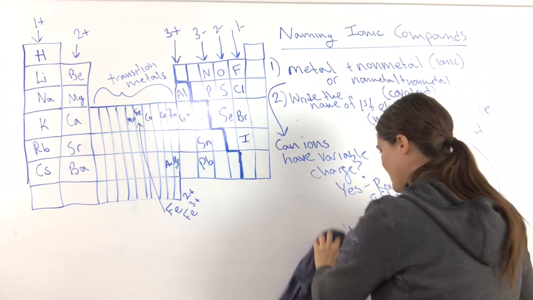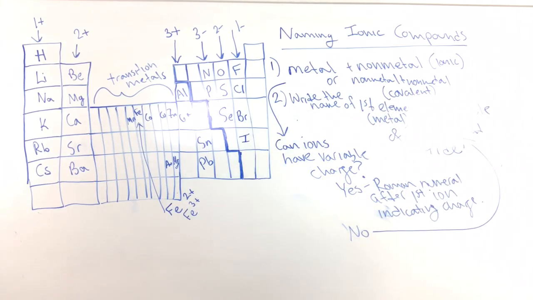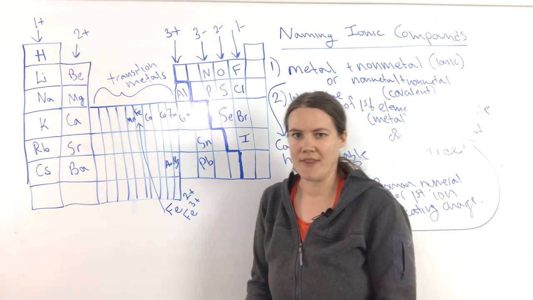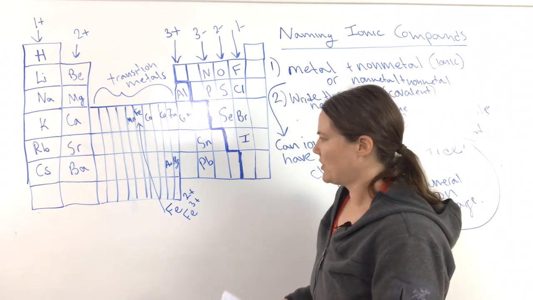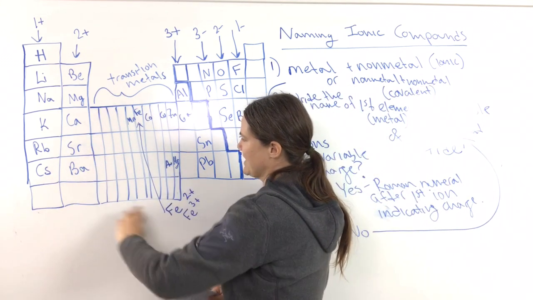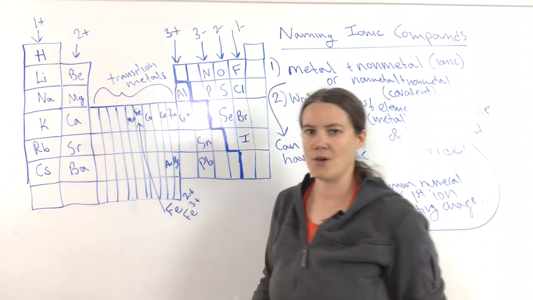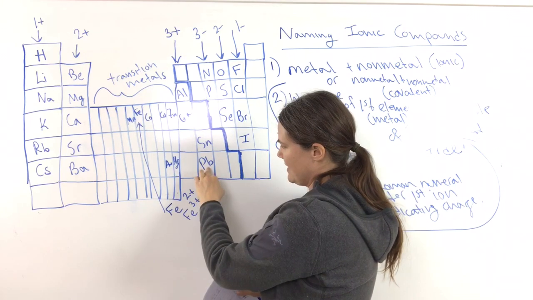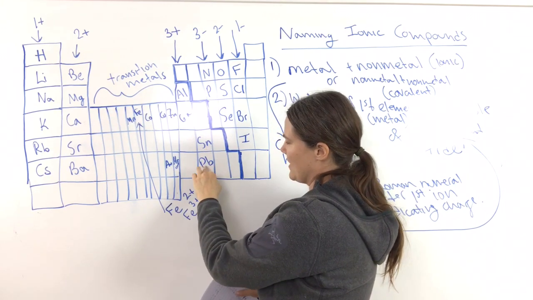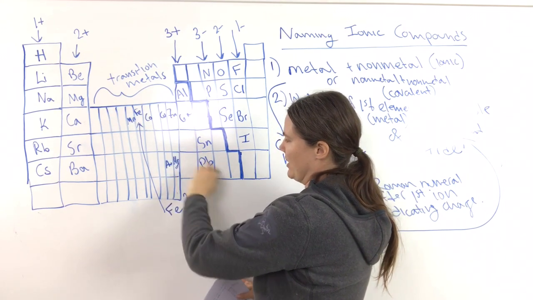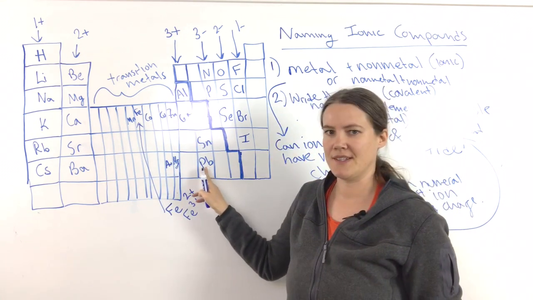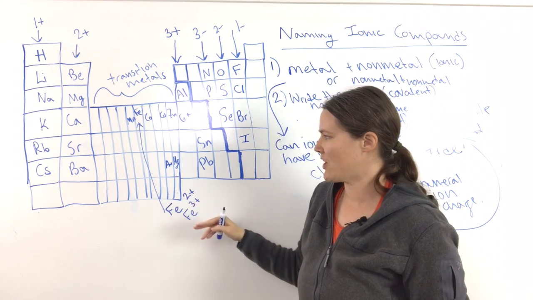Your first question might be, well, how do we know if it has a variable charge? Well, you might not always know without looking it up. There's a few clues though. A lot of the transition metals in here can form variable charges. And tin and lead, even though they're over here, they're not really transition metals, they kind of behave like transition metals in that they can also form variable charges.